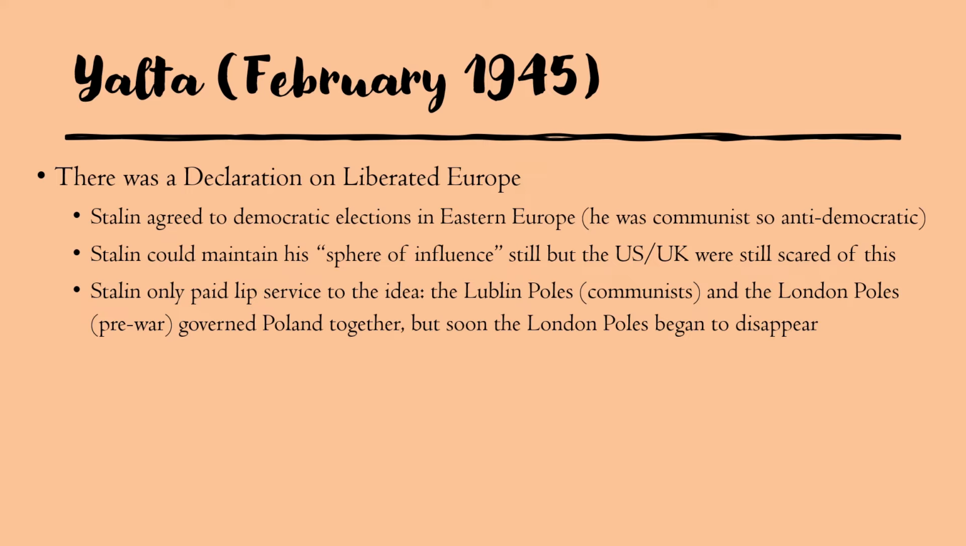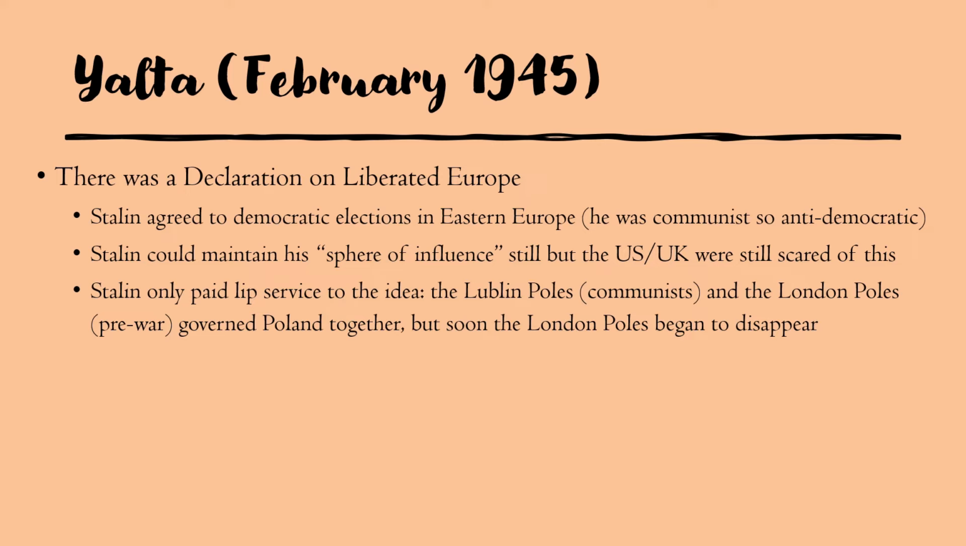So, as an example, in Poland, there were two governments at this point. You have the Lublin Poles, who were communists. They were set up by Stalin, and they were his puppet government there. They followed what he said. But there were also the London Poles. So this was the pre-war government who had fled to London when Hitler invaded Poland. They came together and they governed together, but after a few months, the London Poles began to disappear. They were taken away, they were killed.